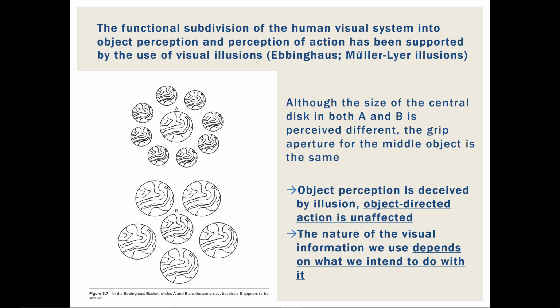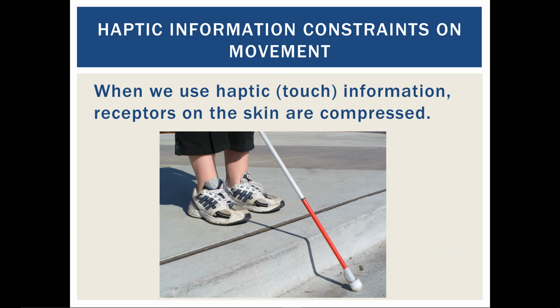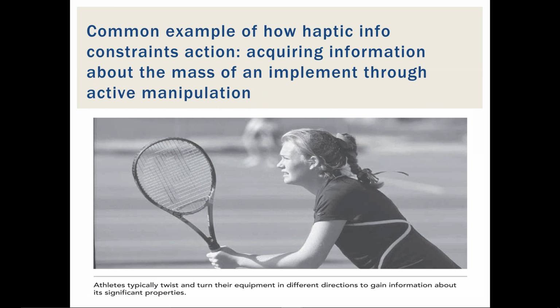So we've talked about sensory information from the optical array, visual information, but we can quickly go over some haptic or touch information and some acoustic information. And one really good way of explaining how we use haptic information is by using the wielding of implements.